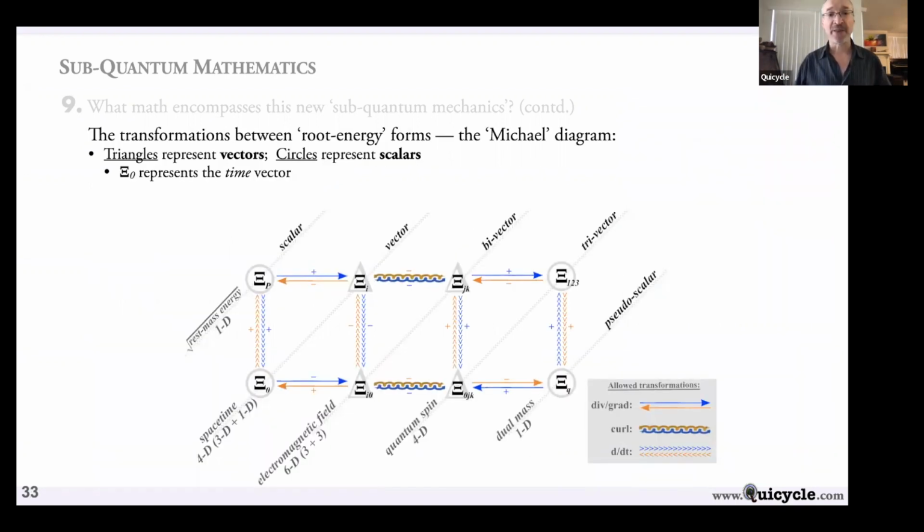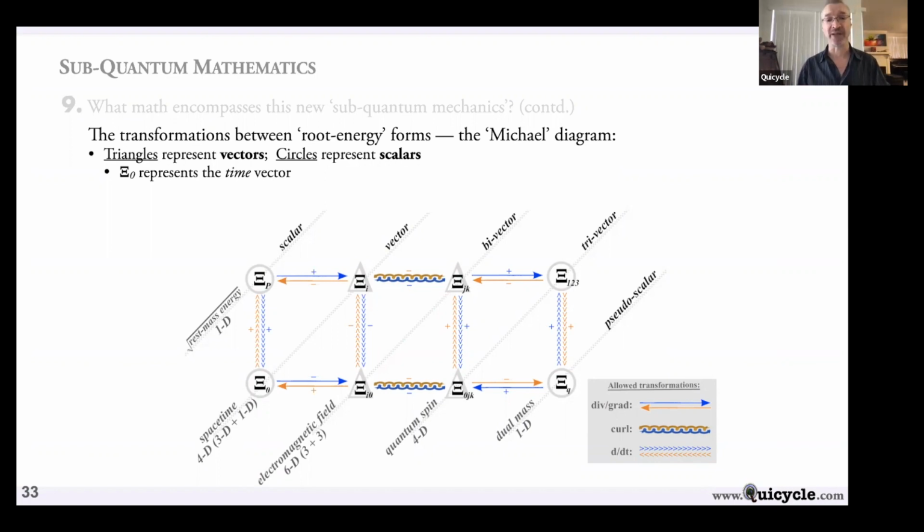Now, this is a diagram that John developed and that Michael Mercury tweaked and put into a rectangular array. It represents the vectors and the scalars, these 16 root energy forms. The four in the center with triangles are three-dimensional, and the four with circles on the outside are one-dimensional, and that adds up to a total of 16 dimensions. It's also a nice diagram in that it shows you specifically which elements are scalar versus vector, bivector, and trivector. The psi 0 term represents the time vector, for example. Also, we see in the key on the bottom right that it shows the types of mathematical transformations that occur to take you from one form to the next.